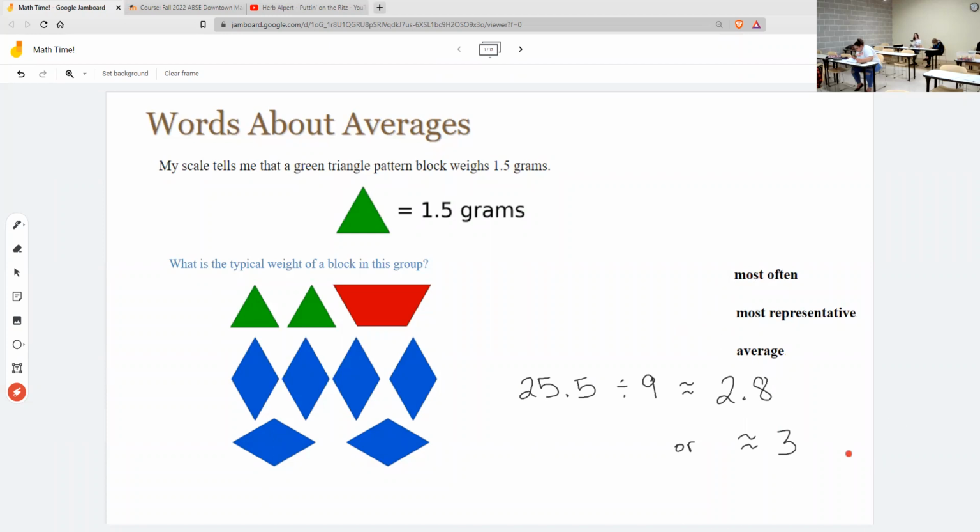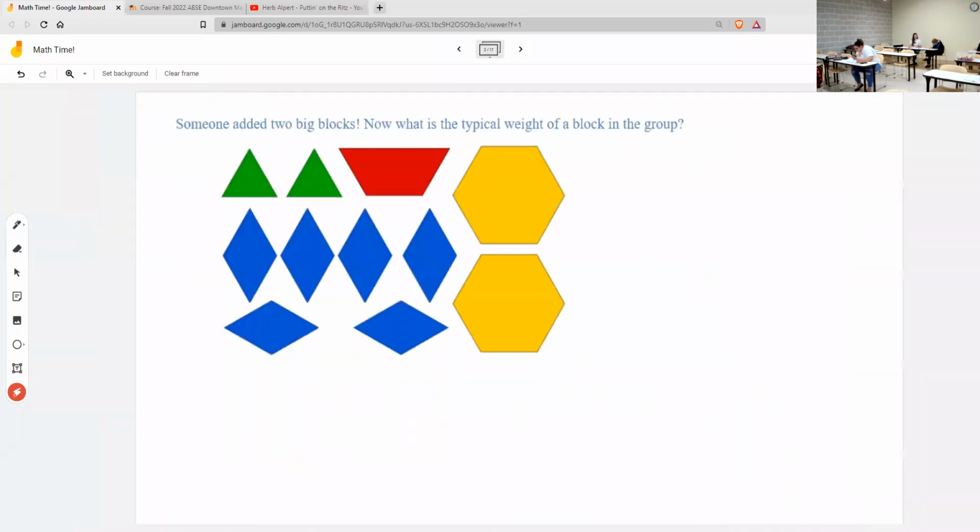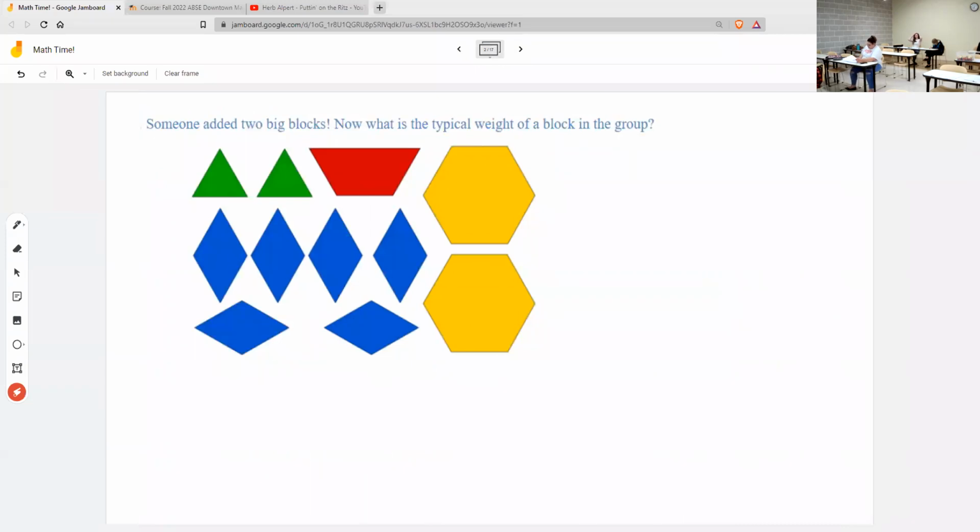Okay, I'm going to move to the next thing. I'm going to get rid of this. Okay. Uh-oh, now somebody added 2 giant yellow blocks. Those are equal to 6 green triangles. If you remember, you can cut them and make 6 green triangles out of each yellow. 1, 2, 3, 4, 5, 6. Could we do the same thing?